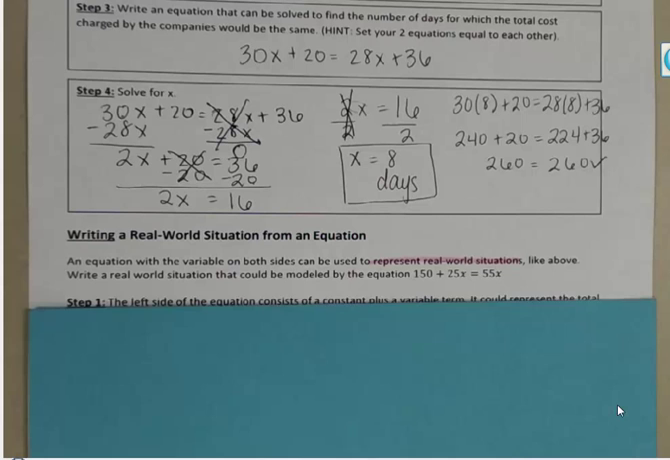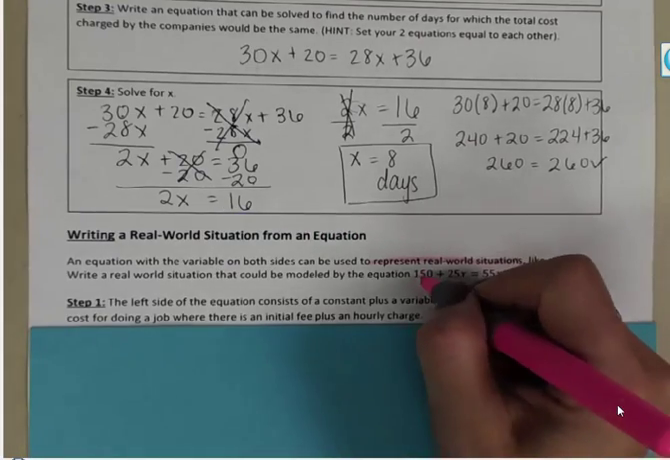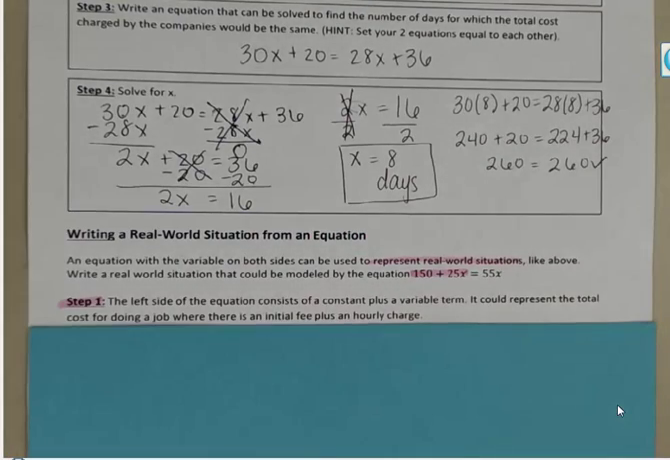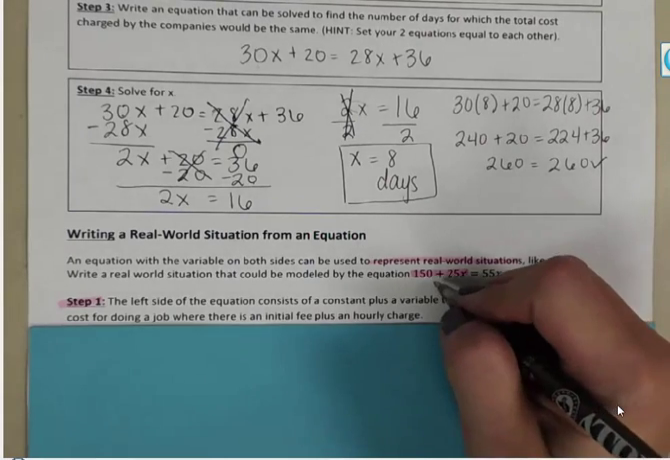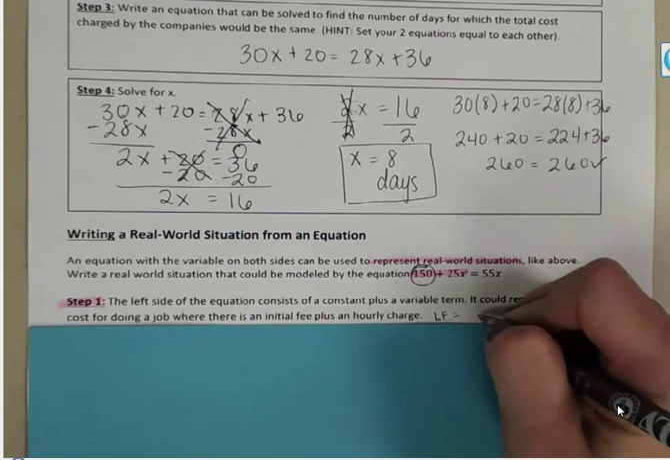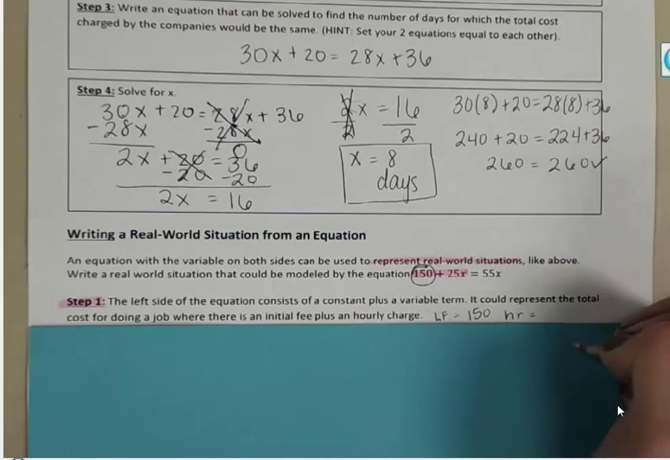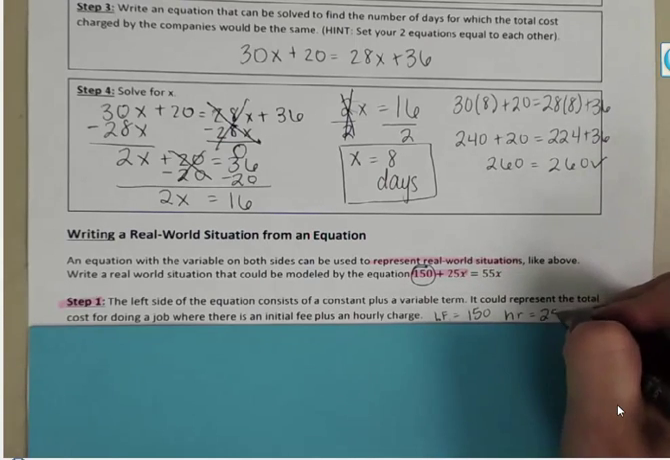Well, step 1 is to look at the left side. The left side of the equation could represent the total cost for doing a job where the initial fee plus an hourly charge. Your initial fee would be 150. IF stands for initial fee. Hourly charge would be the 25, because remember unit rate, hourly.